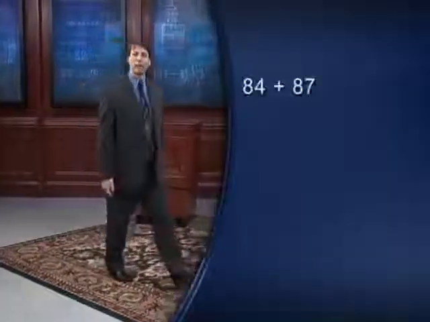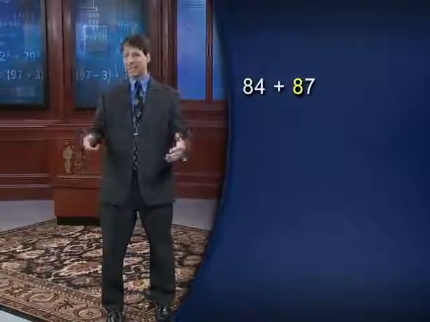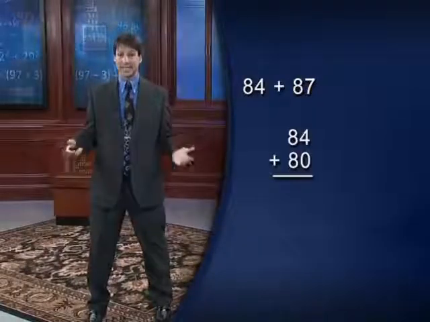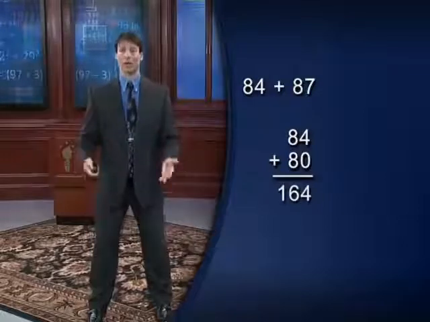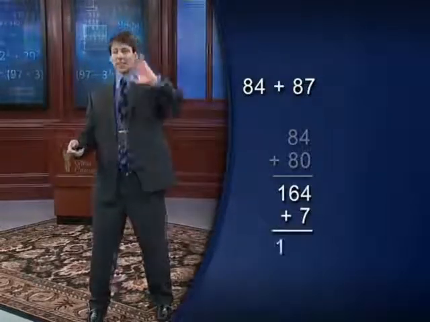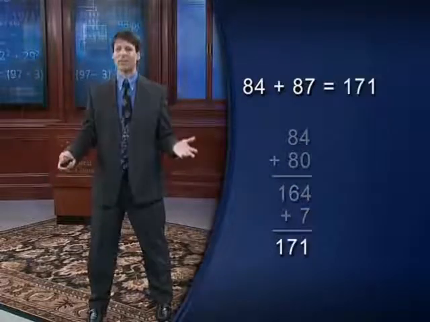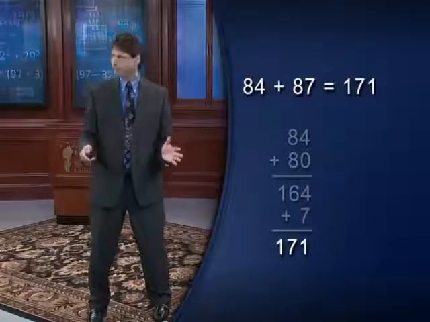All right, here's a bigger one. Let's try 84 plus 87. Okay, so we're going to add 80, then add 7. Now 84 plus 80, see 80 plus 80 is 160, so 84 plus 80 is 164. Plus 7, go ahead and say that 100 if you want. 100, 64 plus 7 is 71. There's the answer, 171.